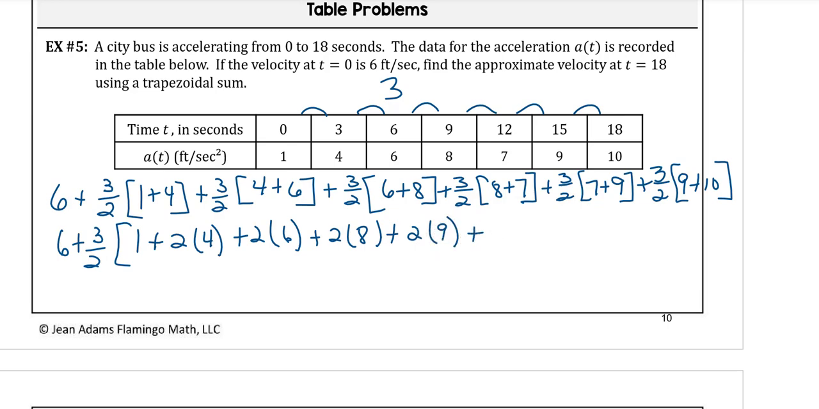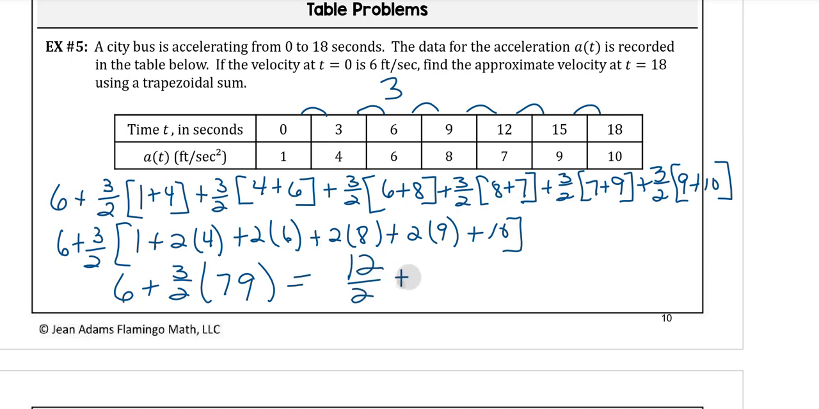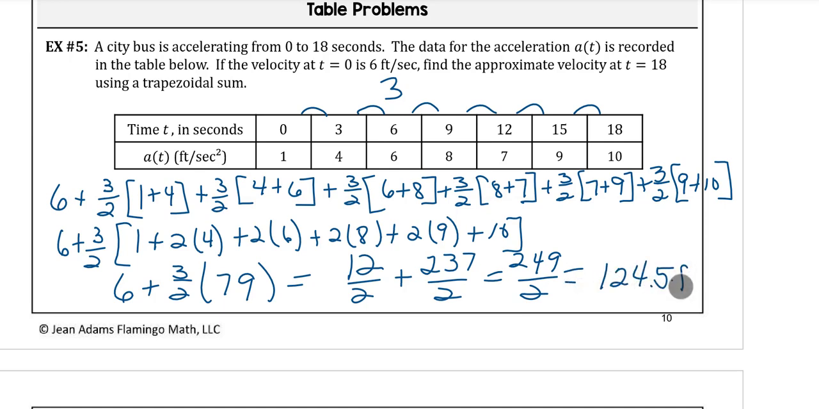And of course, you can just, if you want, go ahead and brute force through that. But when you do that, it just made it easier for me to organize it in my brain. I'm going to have 6 plus 3 halves times 79. So this is 12 over 2 plus 237 over 2, so that gives me 249 over 2, which is equal to 124.5 feet per second.